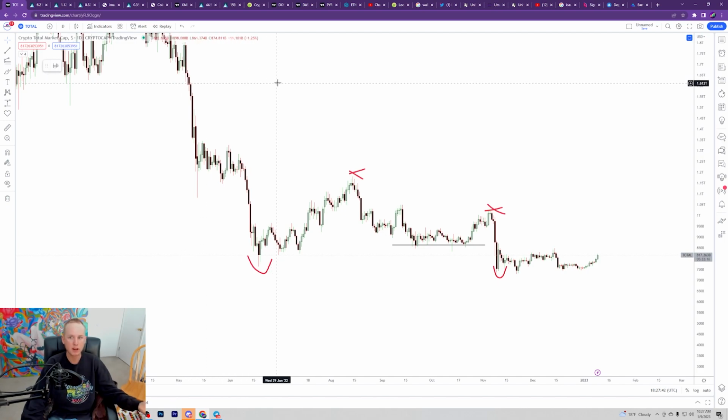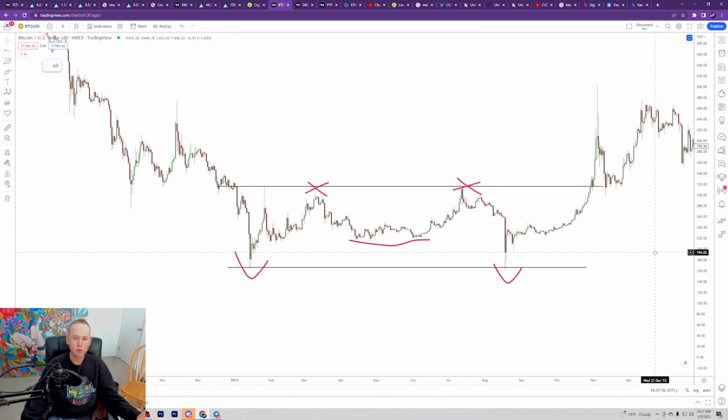Now, one of the big things that I like to compare it to when it comes time to look at this pattern is the 2015 Bitcoin bottom formation. I always bring this up because it's the most accurate form that this exists in, because with altcoins you're going to get a little bit of a variance. Sometimes this high can be a little bit higher, sometimes it can be a little bit lower, but this is the pattern that I'm talking about.